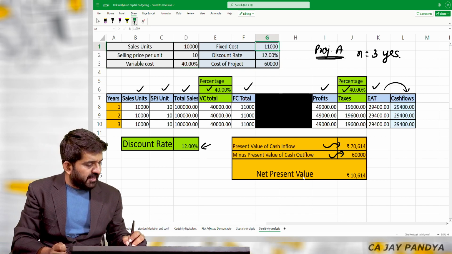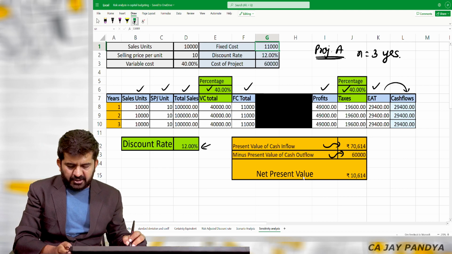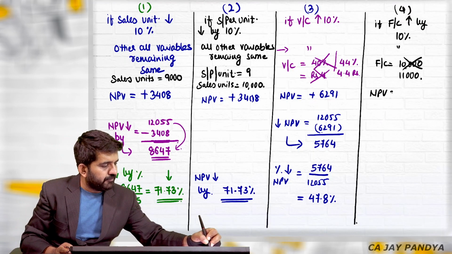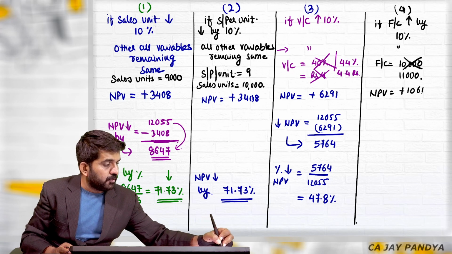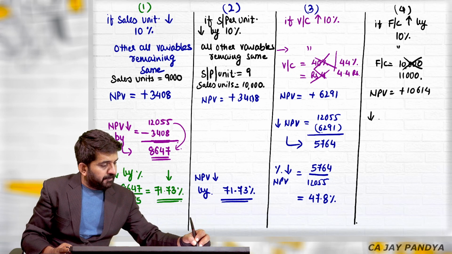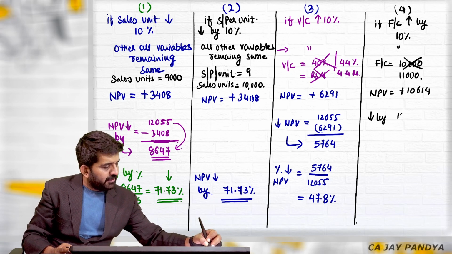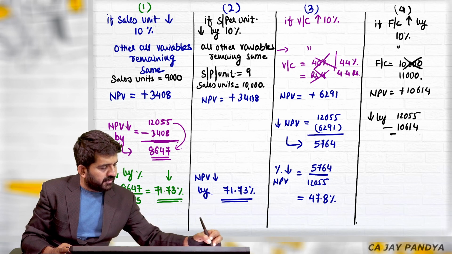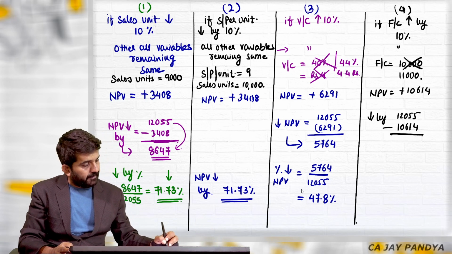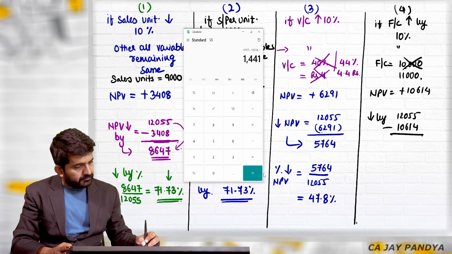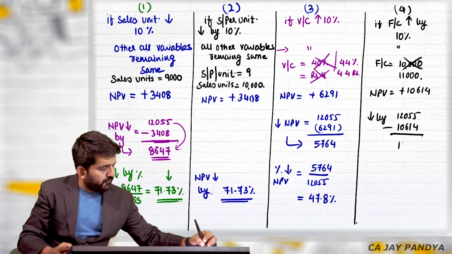What is NPV? NPV is positive 10,640. NPV has decreased by 12,055 minus 10,614, which is 1441.